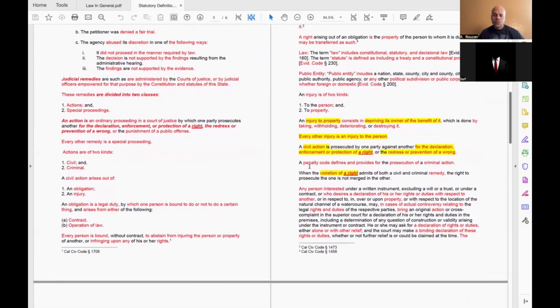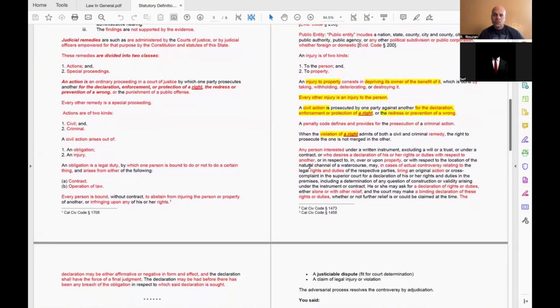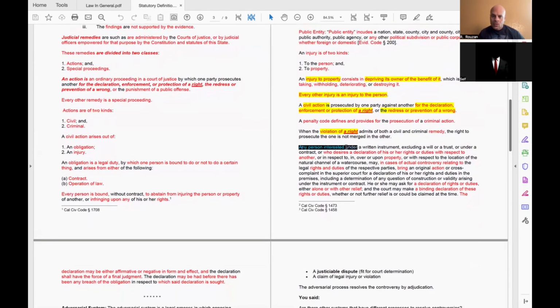Now, actions for declaratory relief. This further supports what I'm saying. Any person interested under a written instrument, excluding a will or trust, or under a contract, or who desires a declaration of his or her rights or duties with respect to another, or in respect to, in, over, or upon property, or with respect to the location of the natural channel of a watercourse, may, in cases of actual controversy, there must be an actual dispute going on relating to the legal rights and duties of the respective parties, bring an original action, we read what an action is, or cross complaint in the Superior Court for a declaration of his or her rights and duties in the premises.